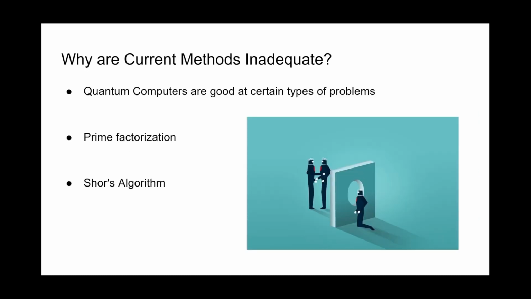Our current methods are inadequate because quantum computers are really good at certain types of problems, like prime factorization. And Shor's algorithm is an algorithm that would be used in quantum computers that is really good at doing that. So once quantum computers become more of a thing, our current basis for a lot of encryption is not going to work.